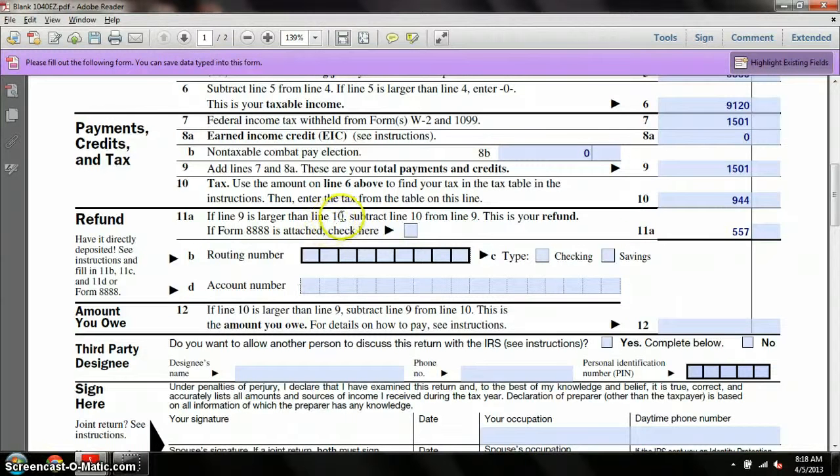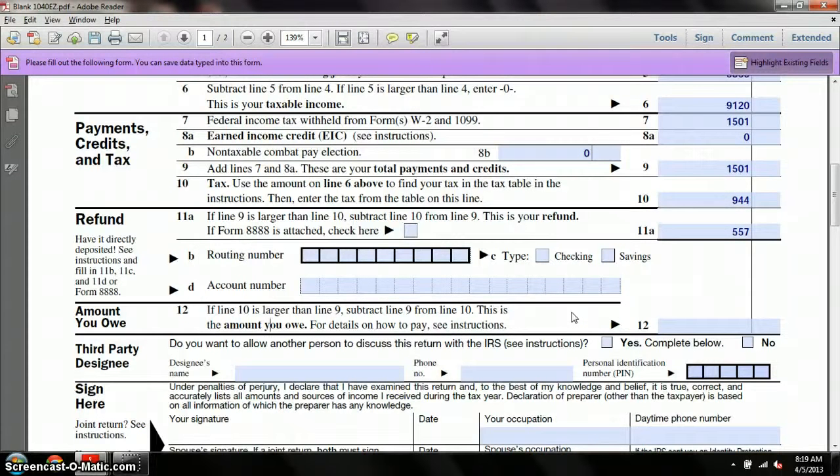Now remember, 11 and 12 are two different sections. 12 here is the amount that you would owe. You're only going to be filling out one of these. So if you have a refund amount, you're not going to have an amount that you owe. It's not really possible to owe them money and also receive a refund. So as you can read here in line 12, it still gives you directions. It says if line 10 is larger than line 9, if you look, line 10 is not larger than line 9, so this line is not applicable for us.